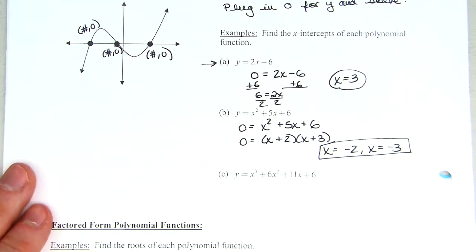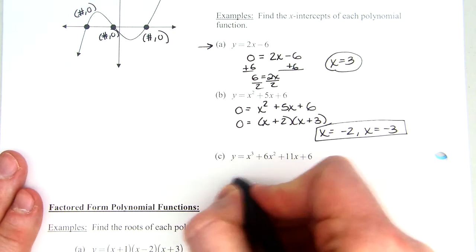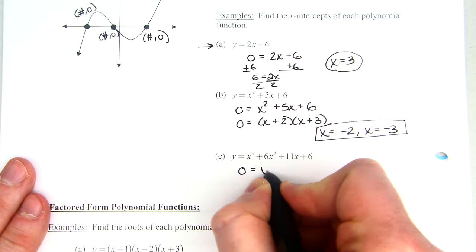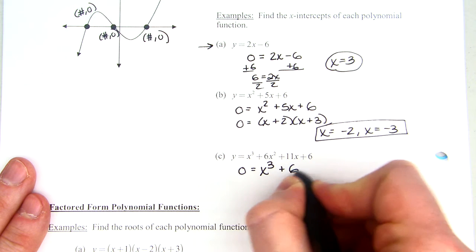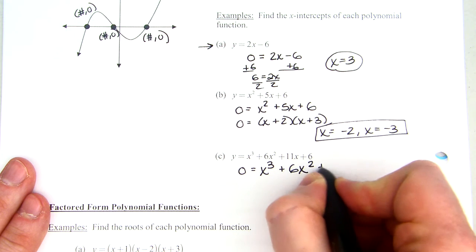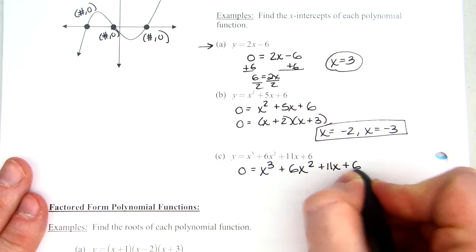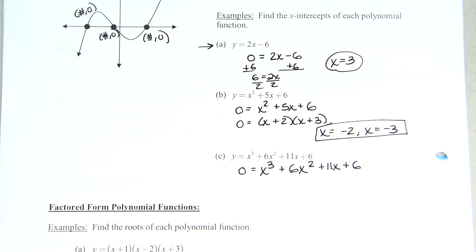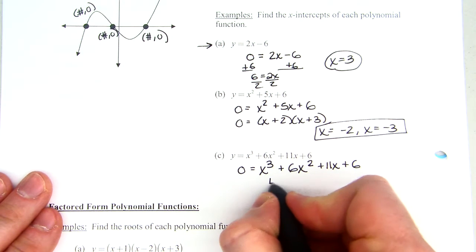Letter C, I want to find the x-intercepts. Well, I'm going to plug in 0 for y. 0 equals x cubed plus 6x squared plus 11x plus 6. All we have to do here is factor this thing, and then I can set the parts equal to 0.